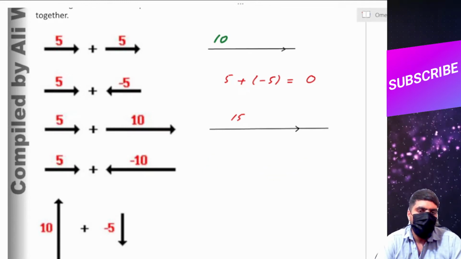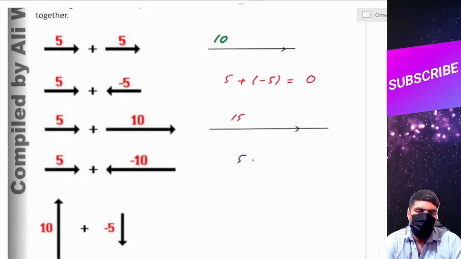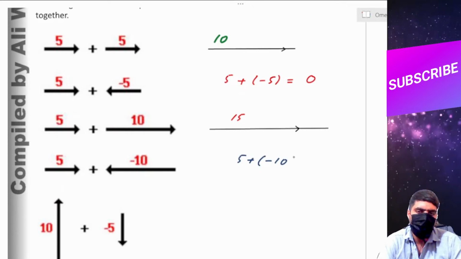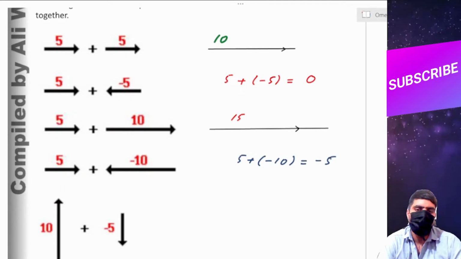Now when you have to add them, you simply add them arithmetically. 5 plus minus 10, then the answer would be negative 5.